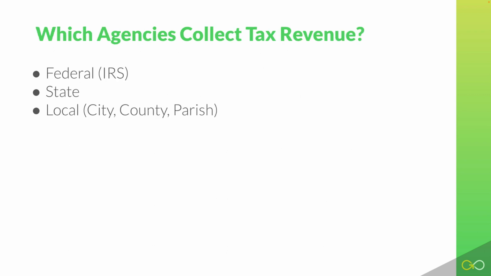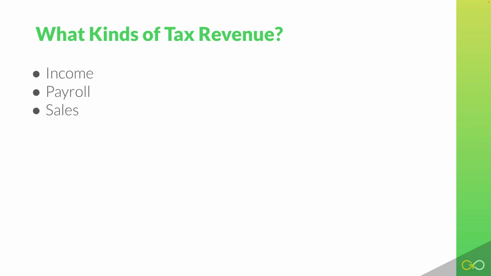Speaking of taxes, I want to pivot and talk about which agencies collect tax revenue, and then, of course, what that tax revenue could be. There's the IRS, we talked about that. There's also the state, and then there could be local taxes. So, what kind of tax revenue? Well, there's income tax, there's payroll tax, and there's sales tax.